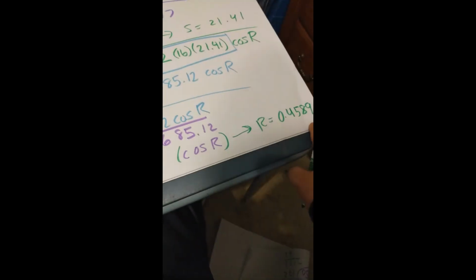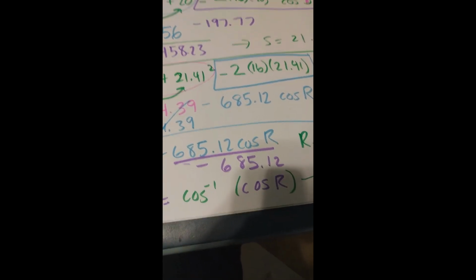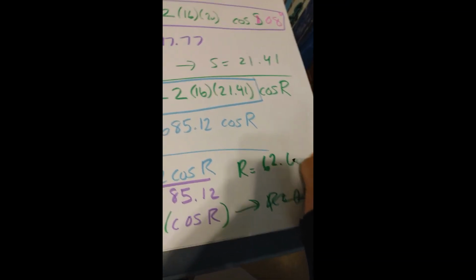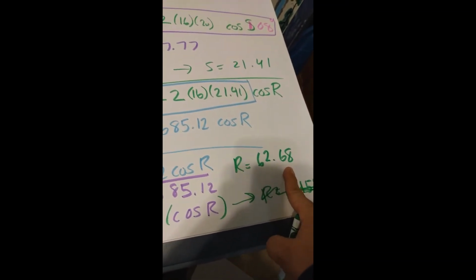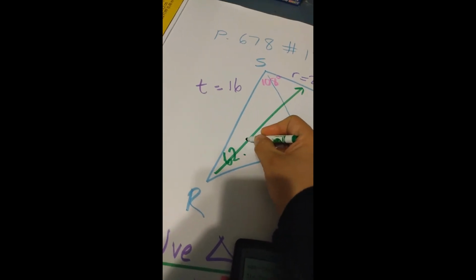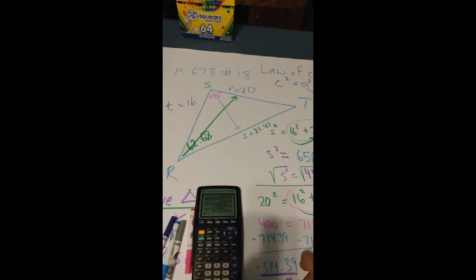0.4589. Oh wait, I wrote down the wrong thing. I bet. Good thing you didn't even see that. R equals 62.68. This is capital R. So I'm going to go and put this over here, 62.68.